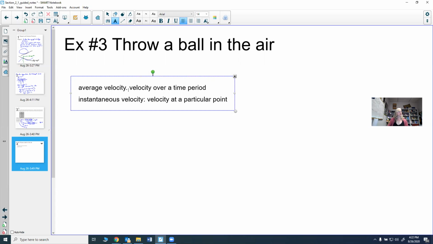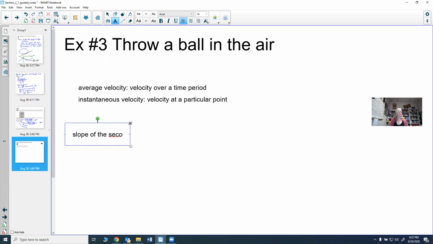So just like with tangents and secants, these same things are happening here. And it turns out that the average velocity is the same as the slope of the secant line. And the slope of the tangent line is that instantaneous velocity.